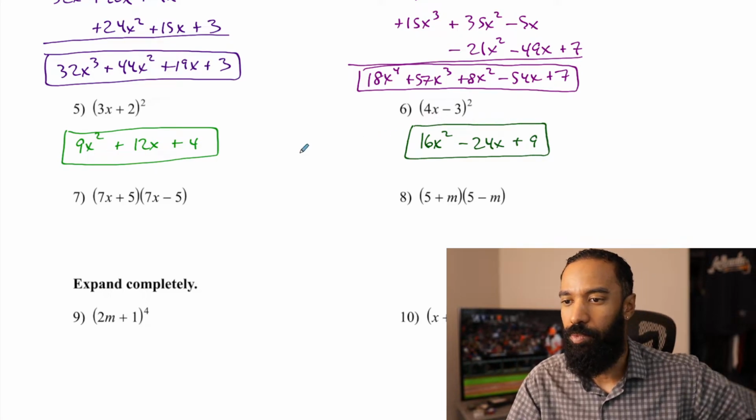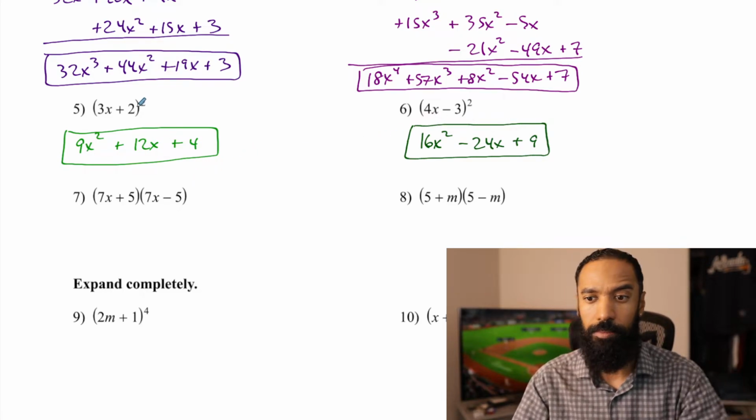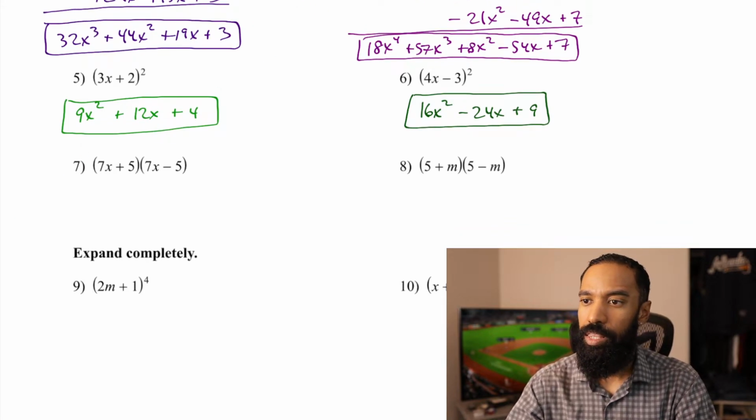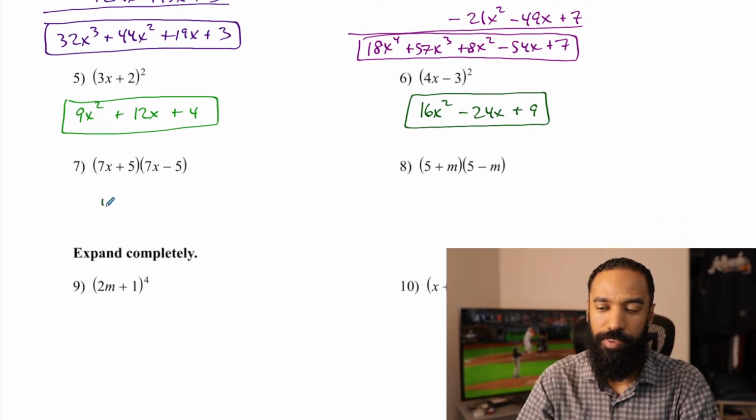We get a plus 9 right there. Perfect square trinomials, that's how they show up. You don't just square those two guys. These are differences of two squares right here. 7x plus 5, 7x minus 5.